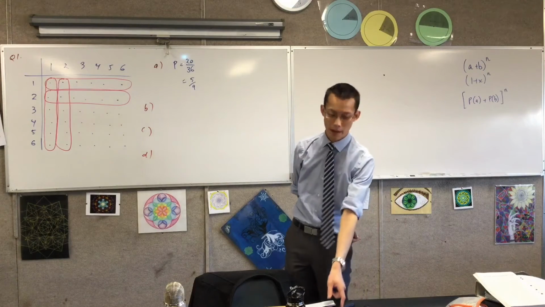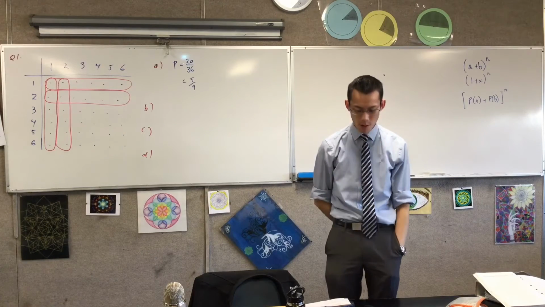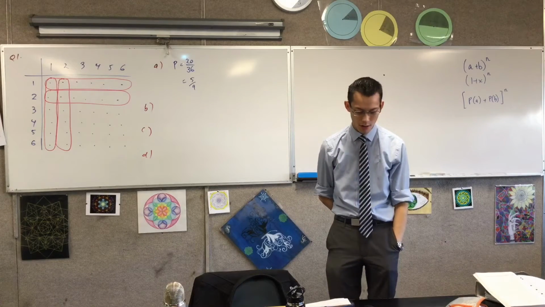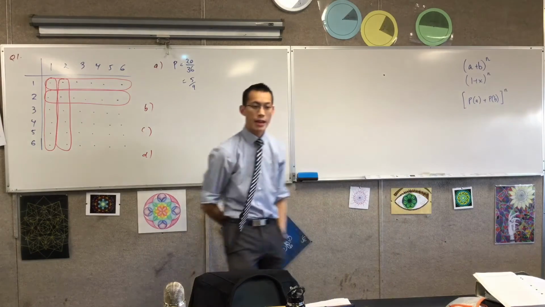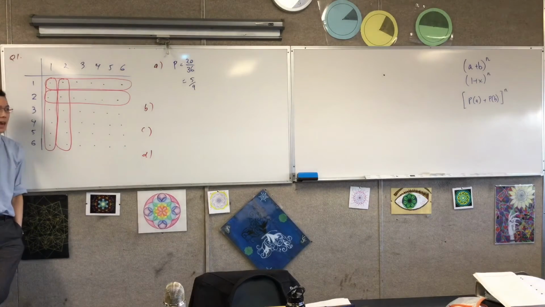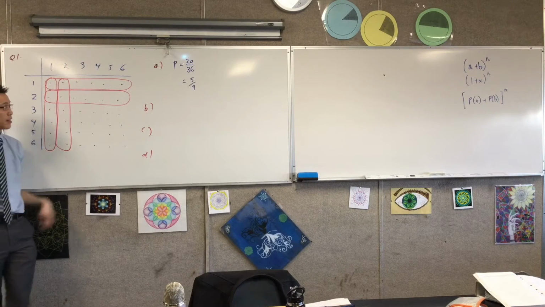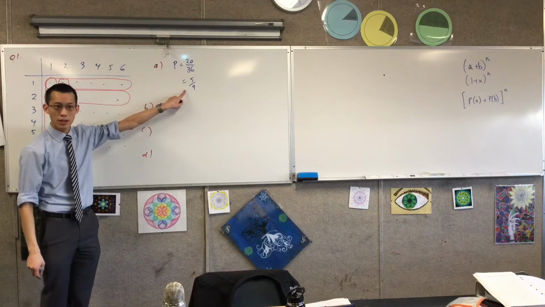Okay, have a look at part B. Which is more likely? A 1 or a 2 will show, or neither a 1 nor a 2 will show. Now, it didn't say it explicitly, but part B flows right on from part A, right? So the first half of part B is this one here, okay?